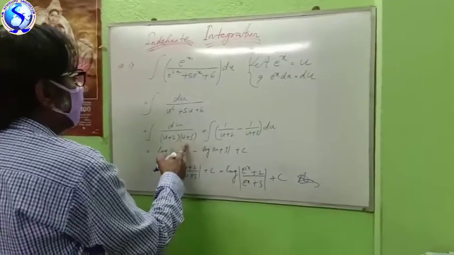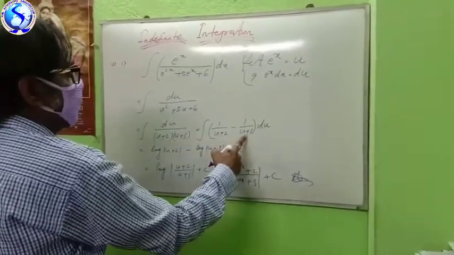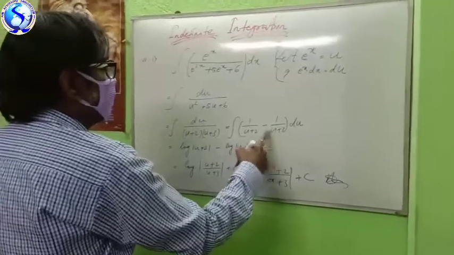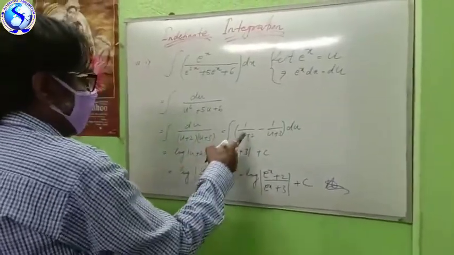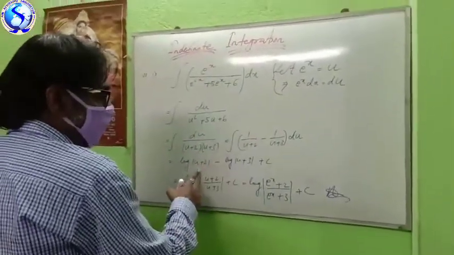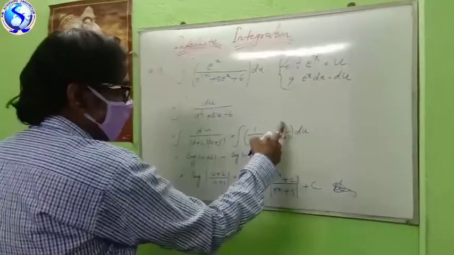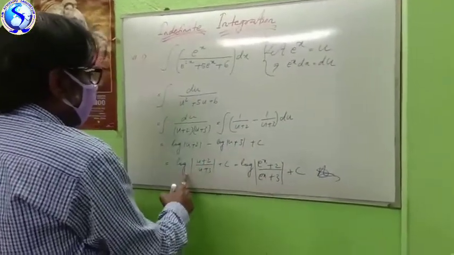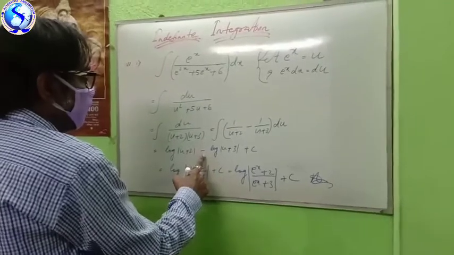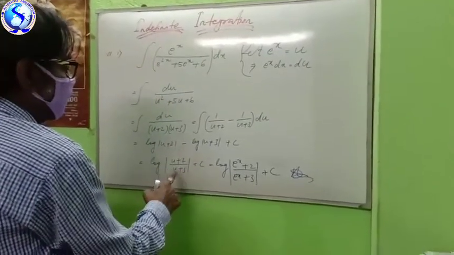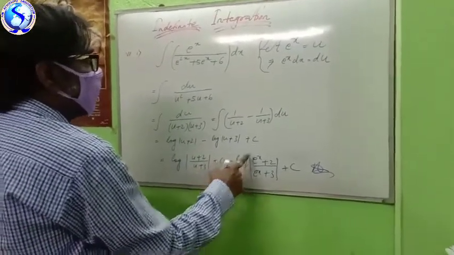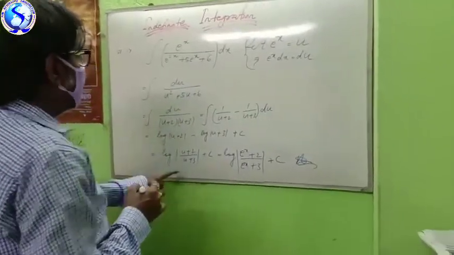Now you have to separate the single fraction into two fractions like this. If you take the addition, this will come to 1 by this one. Now what is the integration of this one? This will be log of this, minus sign, integration of this one, log of this. As the minus sign is given, using the log property, this by this plus c. Put in the value of e to the x as u. This is the final answer of number 1.